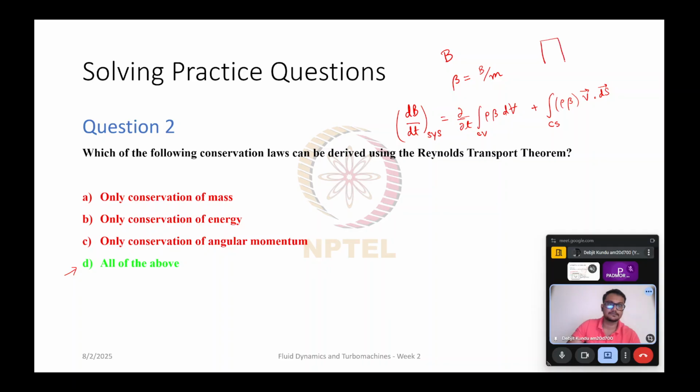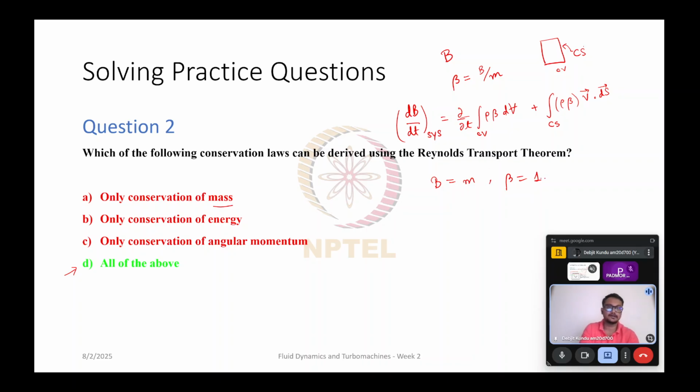So given this is my control volume CV, the surface surrounding it is the control surface. This is what the Reynolds transport theorem tells us. Now, this property that we are trying to study can be any extensive property. So it could be mass. If we replace B with M, then our beta becomes 1.